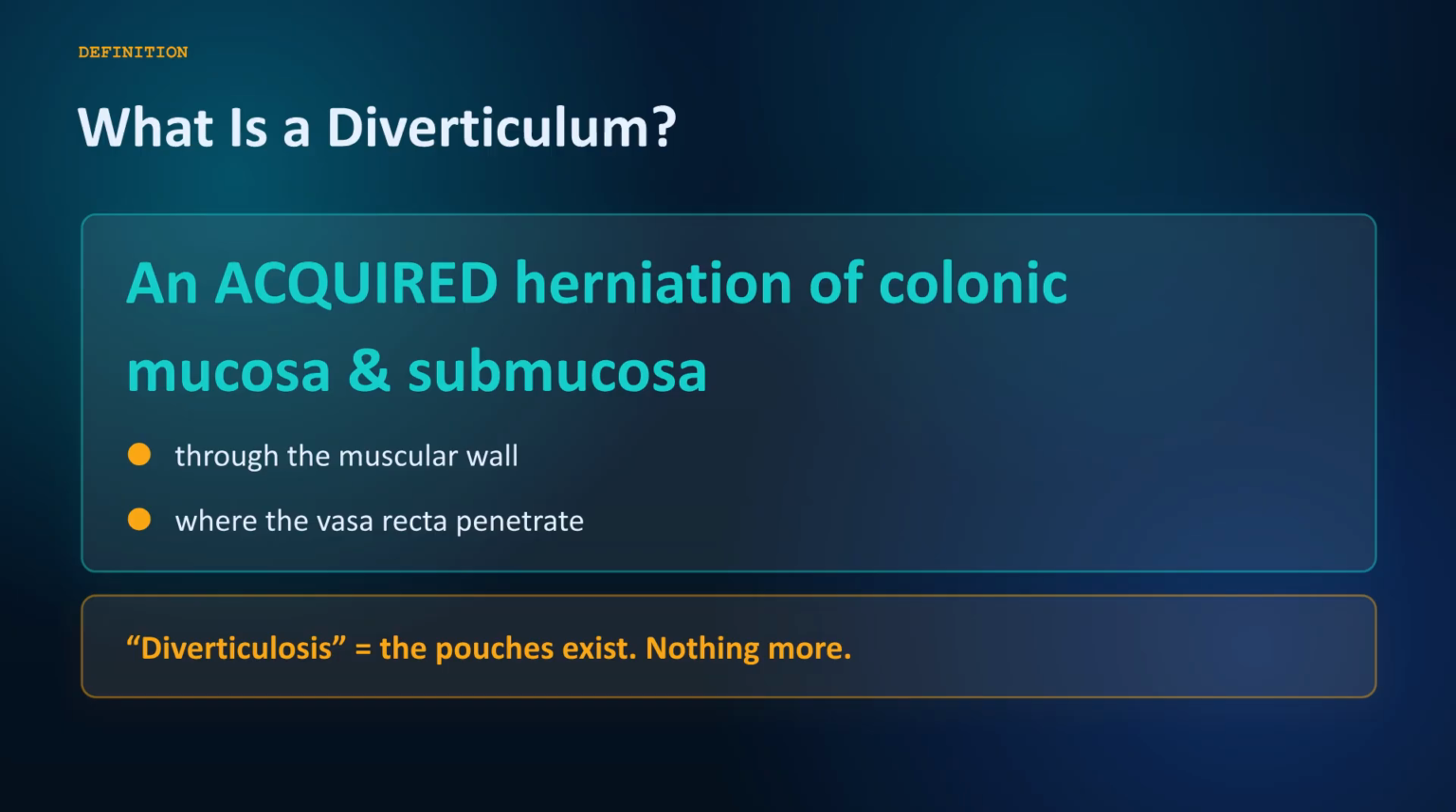A diverticulum is an acquired herniation of the colonic mucosa and submucosa, pushing outward through the muscular wall of the colon. And critically, it happens in the areas where the vasa recta penetrate that wall. Those are the small straight arteries that dive through the muscle to feed the mucosa. Hold on to the word acquired. These are not present at birth. They are built over decades by pressure. Diverticulosis simply means those herniations are present. The plural is diverticula, and the word says nothing about symptoms and nothing about inflammation.